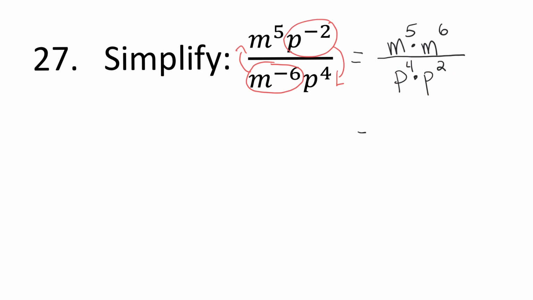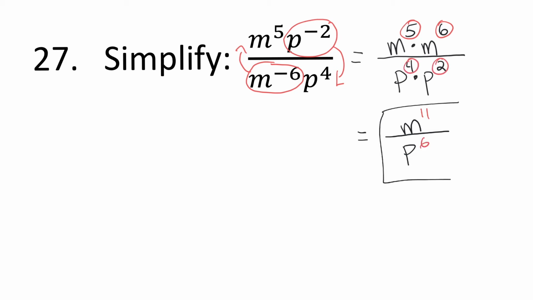So you are going to have your fraction line. There's my base of m. And you are going to add 5 plus 6. That will be 11. On the bottom, you keep the p. And you are going to add 4 plus 2 is 6. So my answer is m to the 11th power over p to the 6th.